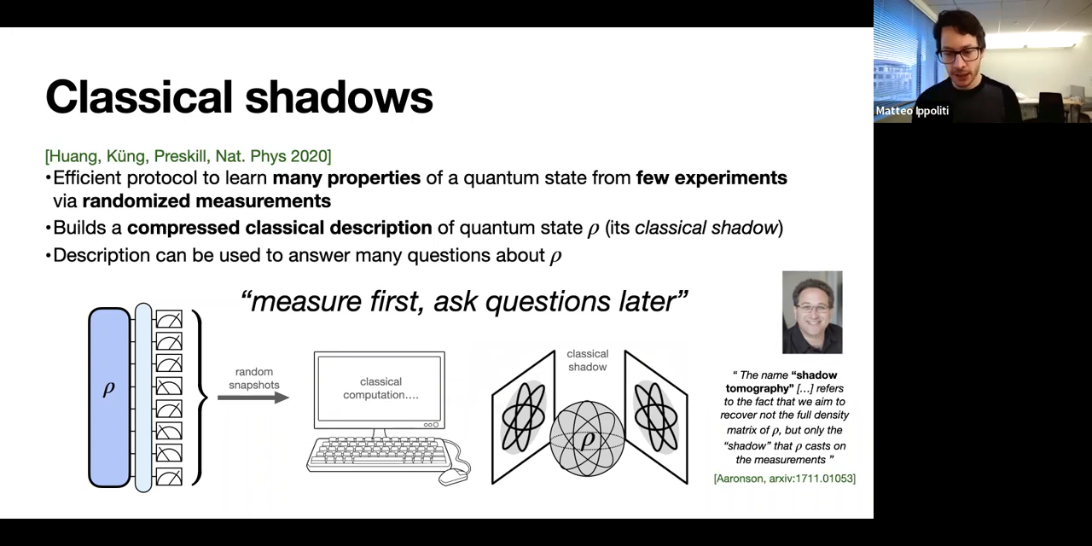And the idea is that we aim to learn not the full density matrix rho, but only the shadow that it casts on the measurements. So this is what is being sketched here. There is a higher dimensional object. It casts a shadow on these measurements we performed that are like hyperplanes in the Hilbert space, and we get a snapshot on those planes. And then by gluing them together in a suitable way, we can use this description to predict new things.